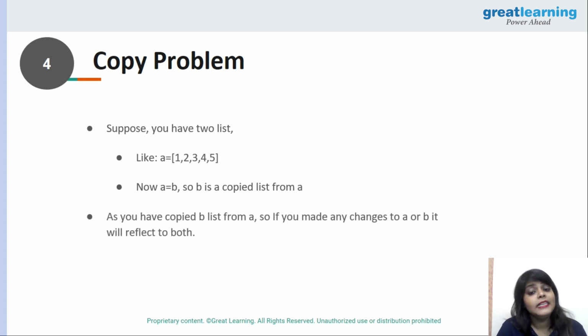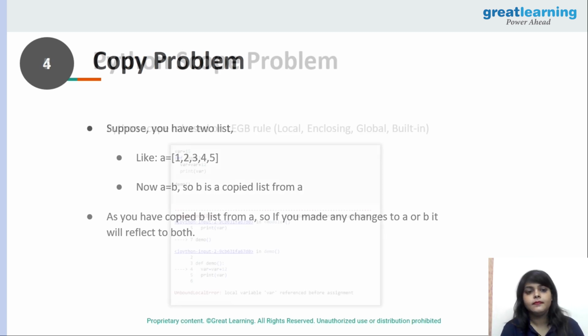As you have copied the B list from A, if you make any changes to A or B, it will reflect in both, right? So always remember, if you have a list A and you have copied A to B, and you change something in A, it will reflect in A and B both, right? So this is something you have to remember when we talk about the copy problem in Python.